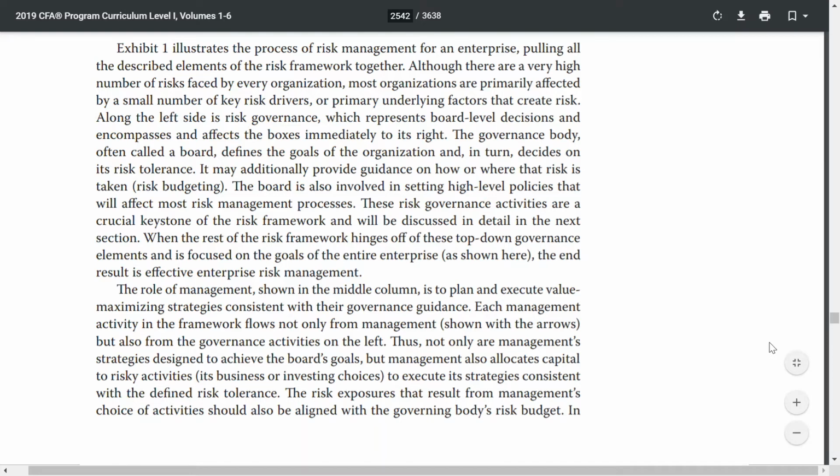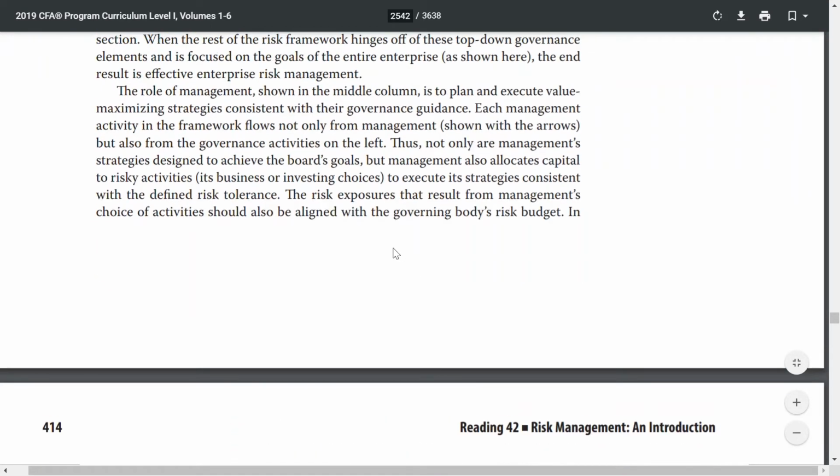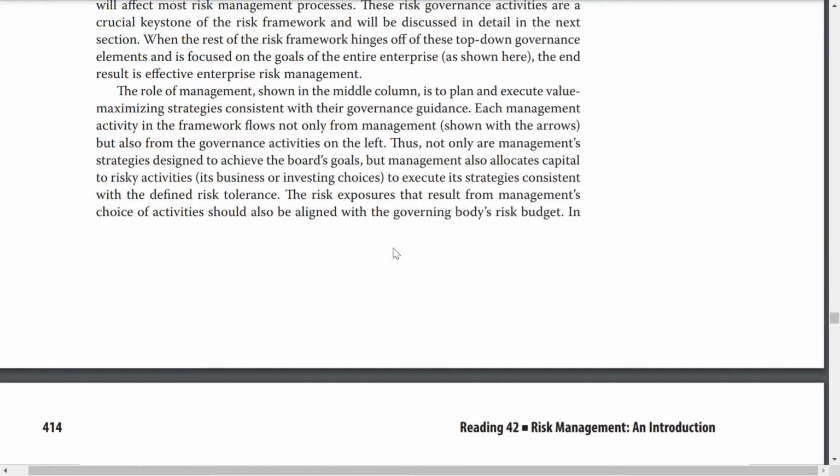When the rest of the risk framework hinges off these top-down governance elements and the focus is on the goal of the entire enterprise, as shown here, the end result is effective risk management. The role of management, shown in the middle column, is to plan and execute value-maximizing strategies consistent with the governance guidance. Each management activity is a framework flow, not only for measurement, shown with the arrows, but also of governance activities on the left.